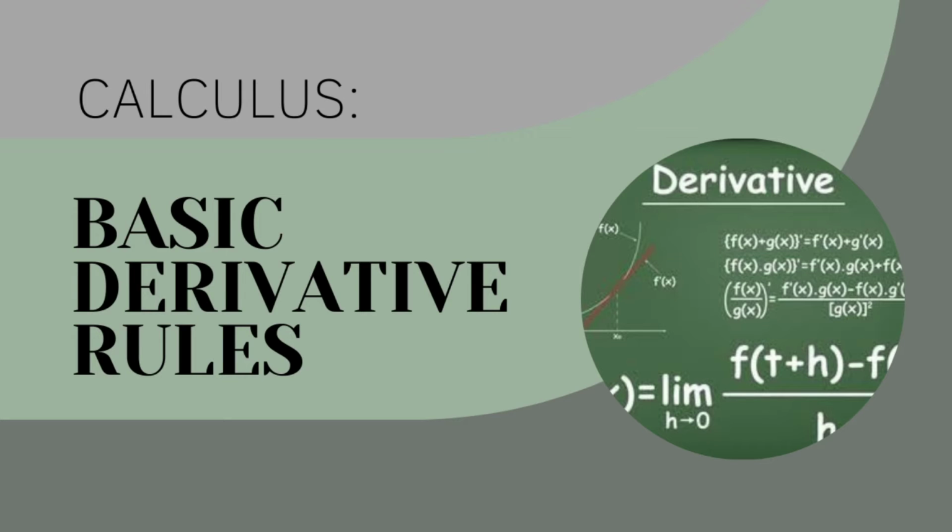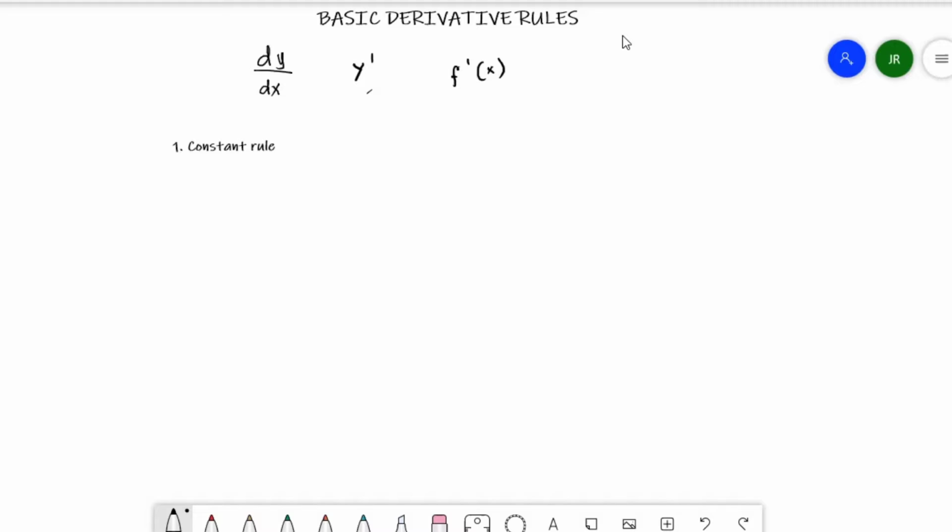Okay, so ngayon naman pag-uusapan natin kung paano bakunin ang derivative ng function. So we will discuss the basic derivative rules, but before that, we need to be familiar with different notations in derivative. Okay, so first we have dy over dx or derivative of y with respect to x. And the other one, y prime. And we also have here f prime of x. Okay? So these are the different notations in derivative.